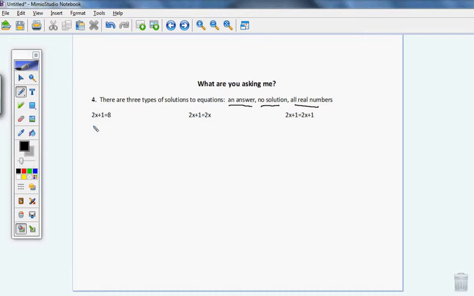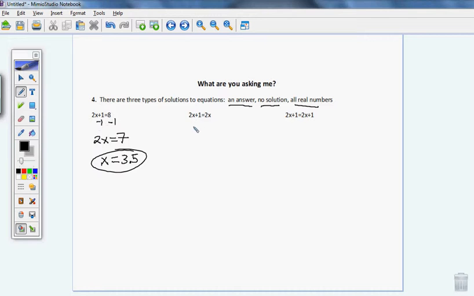If I told you to solve this first one, I would hope you would subtract 1 from both sides, and you would see that 2x equals 7, and then dividing both sides by 2, we can see that x is actually equal to 3.5. That's our answer. That's a number. And a lot of the time, most of the time in math, that's what happens.